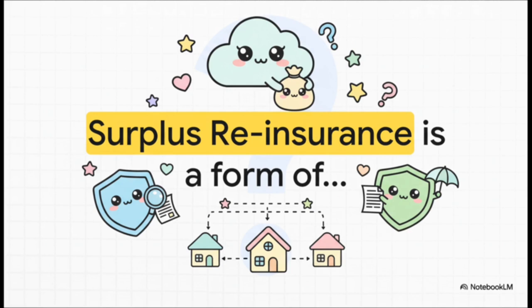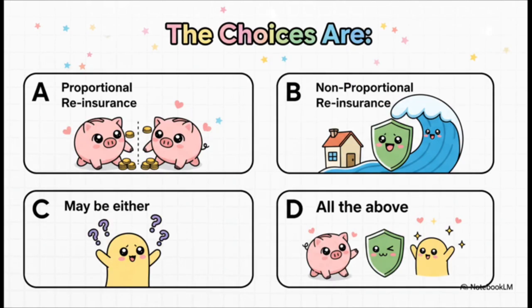All right, let's keep the momentum going. Question 2, surplus reinsurance. It's a really common type of agreement, but what form does it take? This one really gets to the heart of the two main categories of reinsurance. So are we talking about A, proportional reinsurance, B, non-proportional reinsurance, C, maybe it could be either one, or D, all of the above? Think about how the risk is shared. What's it going to be?